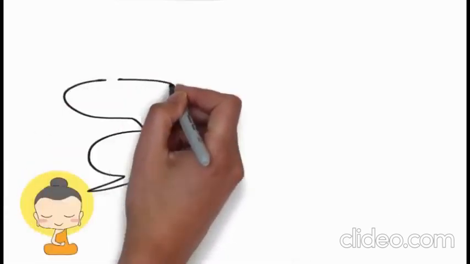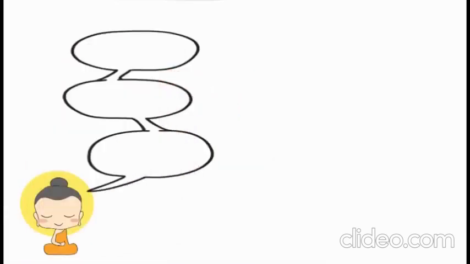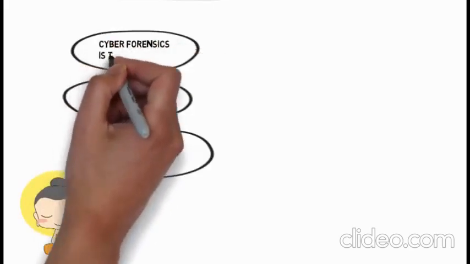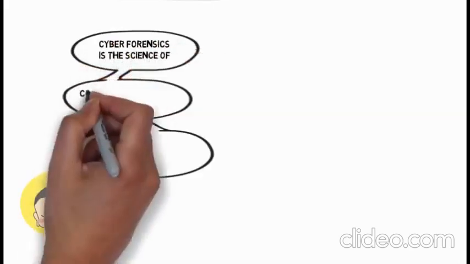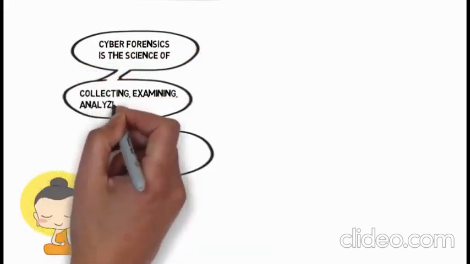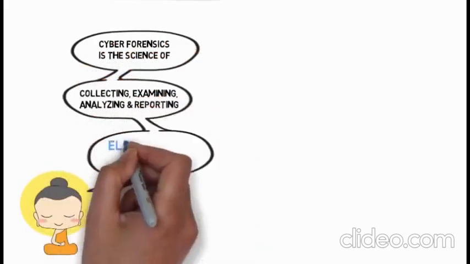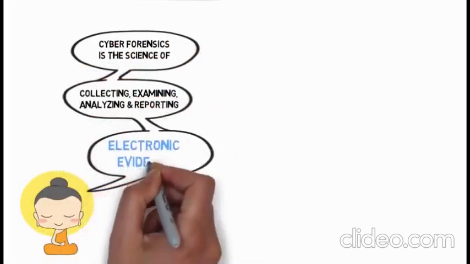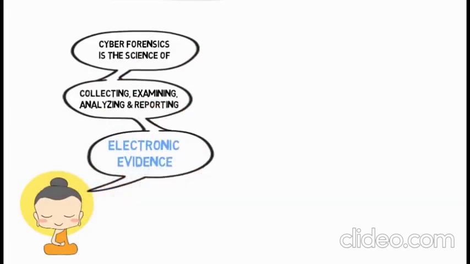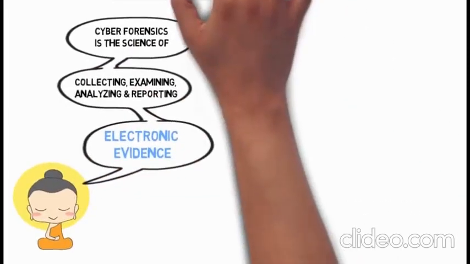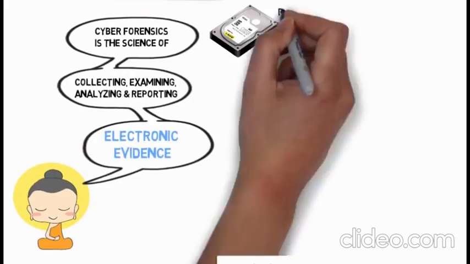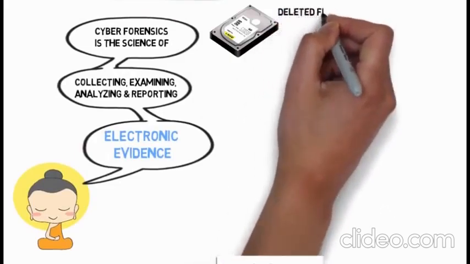When we talk about the term digital forensics or computer forensics or cyber forensics, it more or less means the same thing. So we could define it that cyber forensics is the science of collecting, examining, analyzing, and reporting electronic evidence. This brings us to the first question. Where do we find this electronic evidence? We could find it in a hard disk in maybe deleted files.